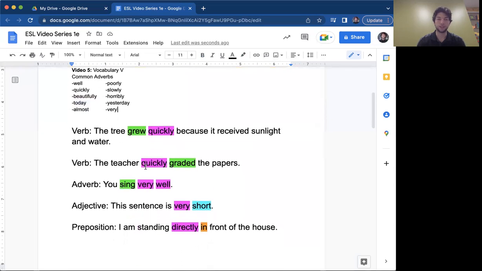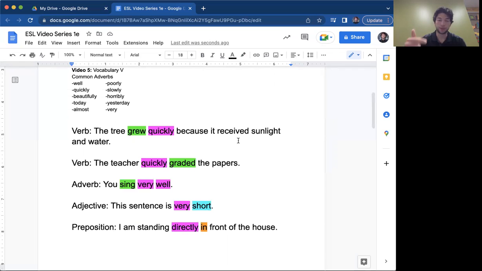So let's look at some sentences. Our first sentence is an example of an adverb modifying a verb, which is why I have verb at the beginning there. So here's our sentence. The tree grew quickly because it received sunlight and water. In our first example, we can see the adverb quickly highlighted in magenta, and the verb that it modifies, which is grew, highlighted in green.